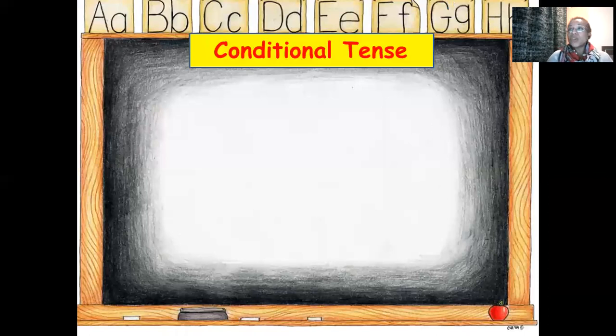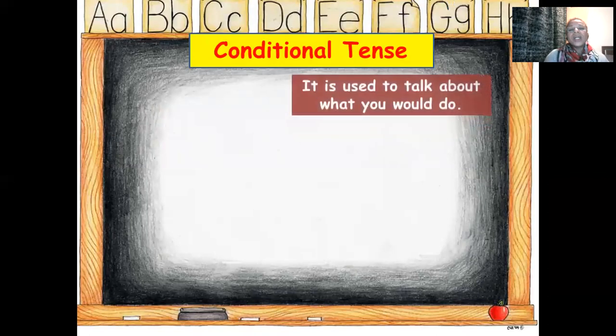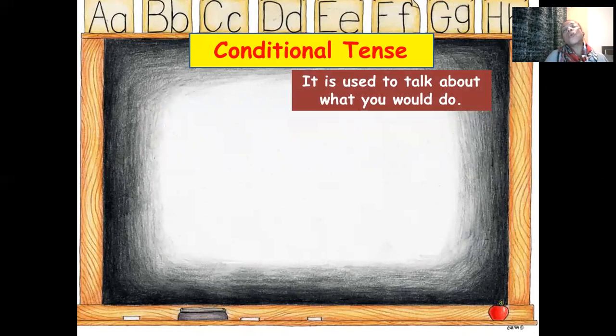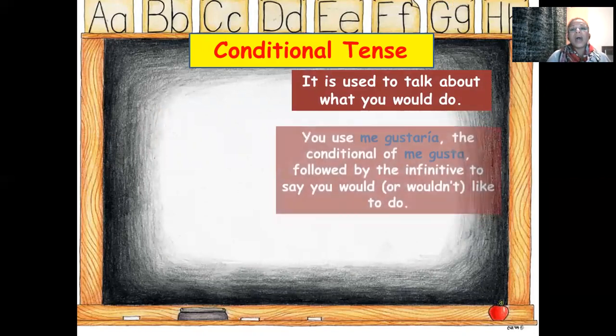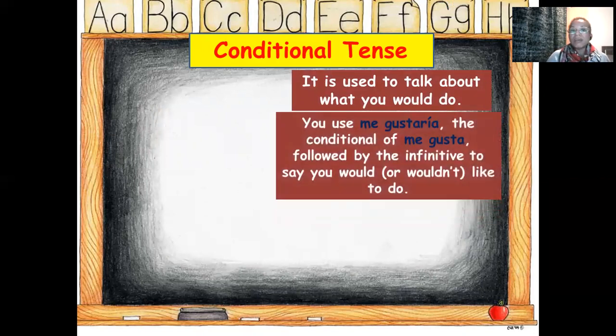So, the conditional tense. It is used to talk about what you would do, okay? You use me gustaría, which is the conditional of me gusta, followed by the infinitive to say you would or wouldn't like to do. So to say what you would or wouldn't like to do, okay?